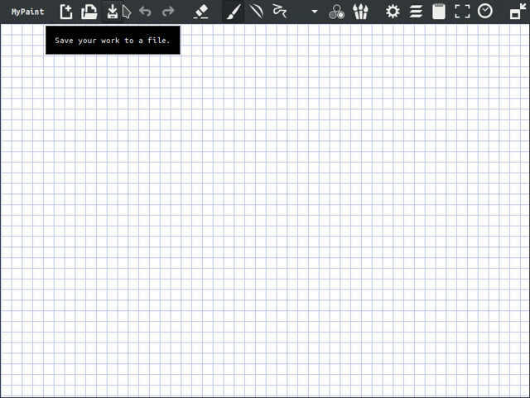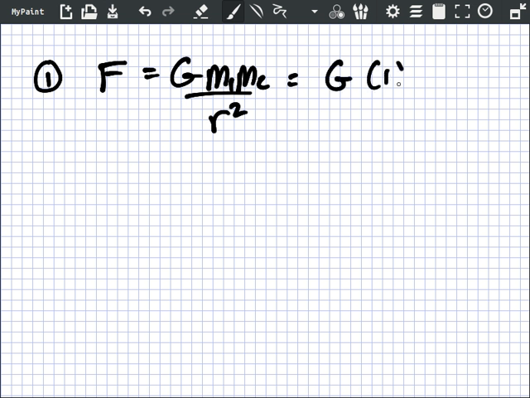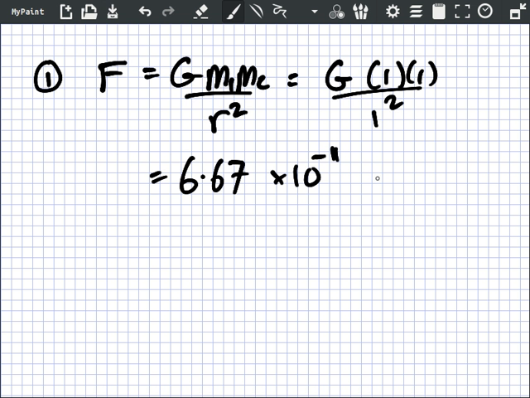Let me remember. Is the first one the force between two 1 kilogram masses 1 meter apart? Okay. So you're using your formula F equals G M1 M2 over R squared. G is G, M is 1, M is 1, R is 1. So that's 6.67 times 10 to the minus 11 newtons.